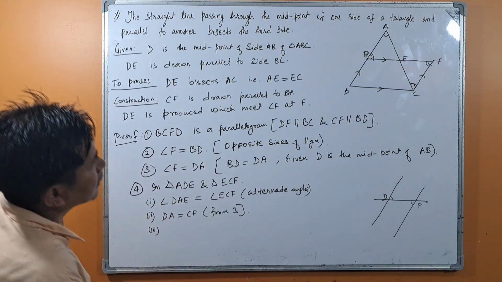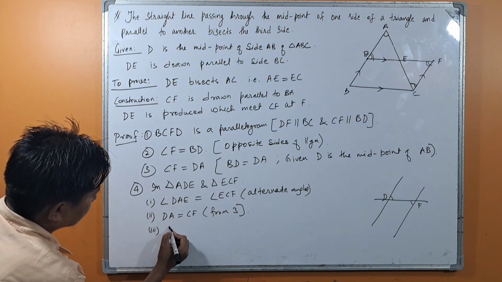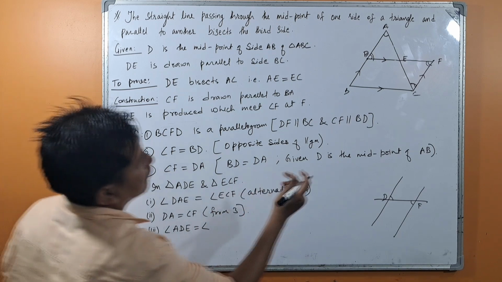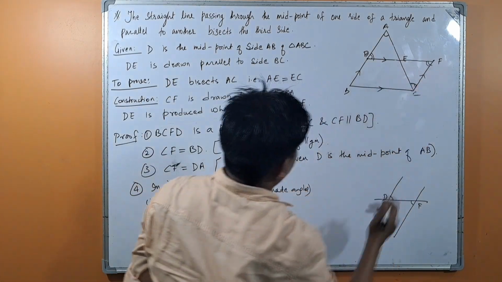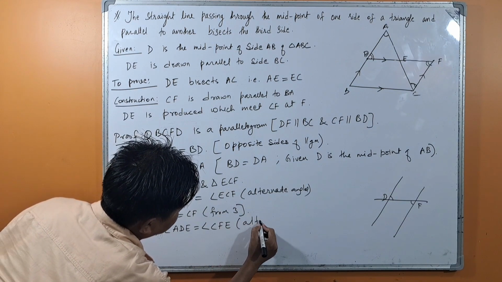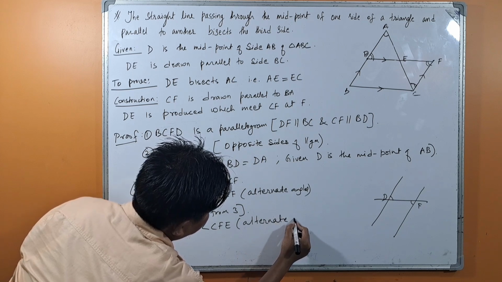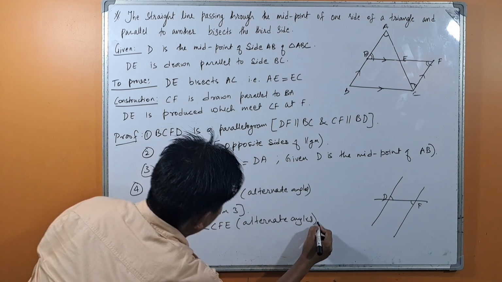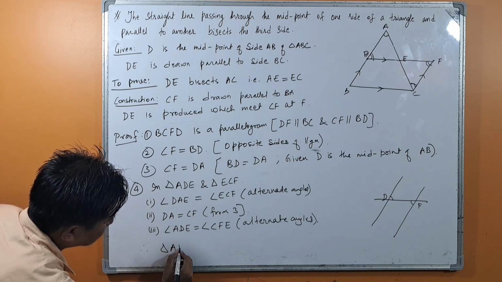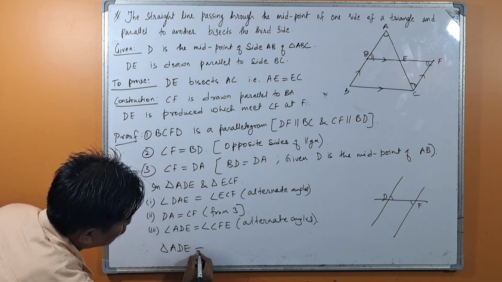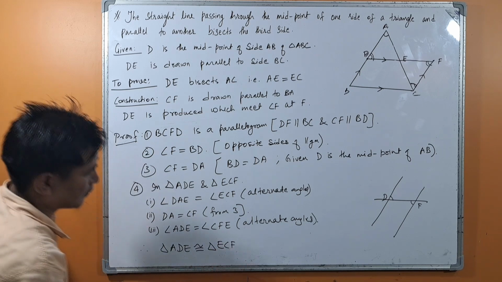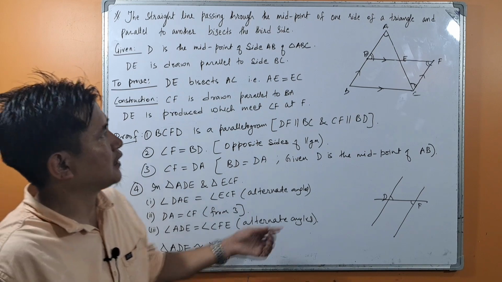So we can say angle ADE equal to angle CFE, alternate angles. Okay, now therefore we can say triangle ADE is congruent to triangle ECF. Triangle ADE and triangle ECF.